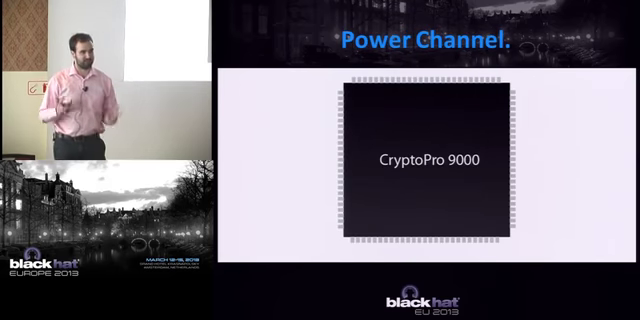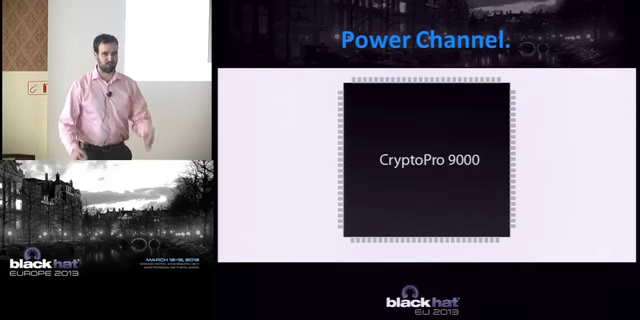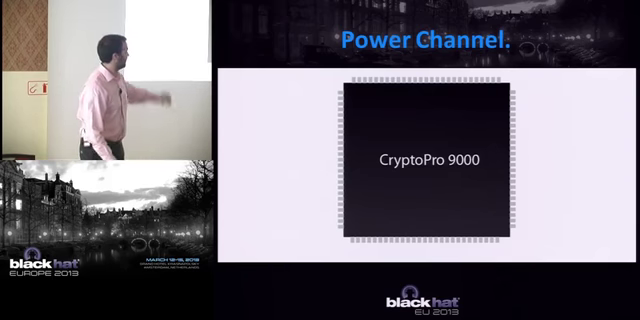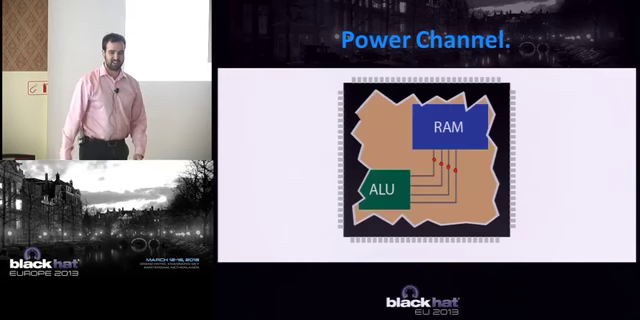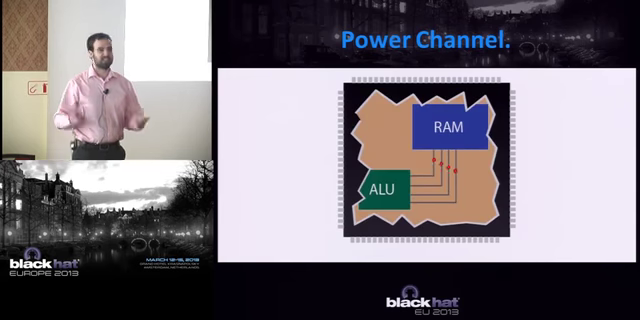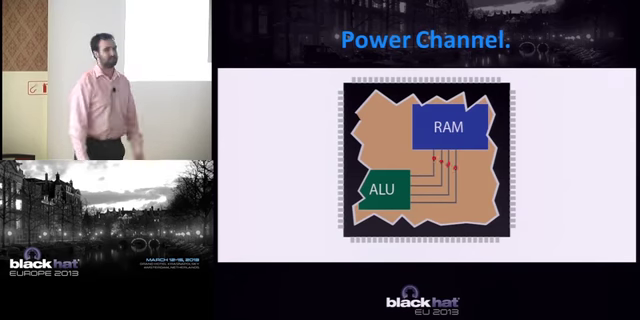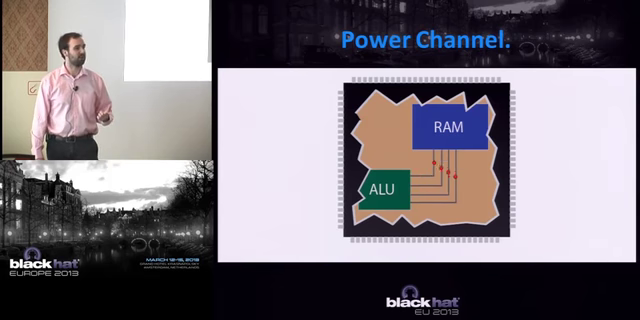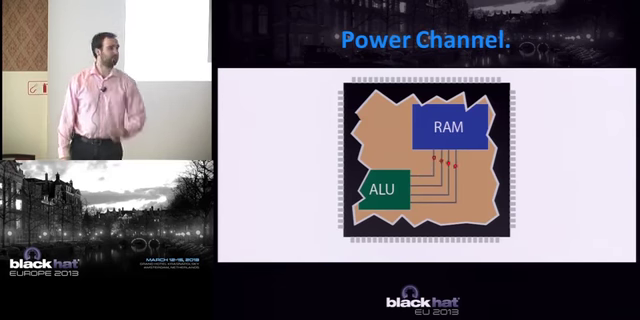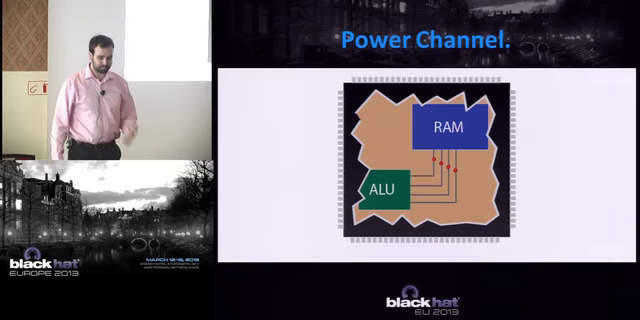So how does this work? How does this sort of magic power channel work? Imagine you had some chip, Crypto Pro 9000, the latest digital logic chip. Inside it has a 4-bit bus, and there are 2 blocks. In this case, you can imagine between, say, the RAM and an ALU. Maybe it's just doing an algorithm in software, so it has to take data from RAM, move it to the ALU, do something on it, and push it back.